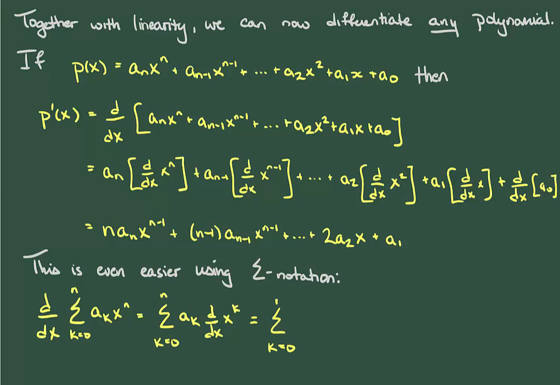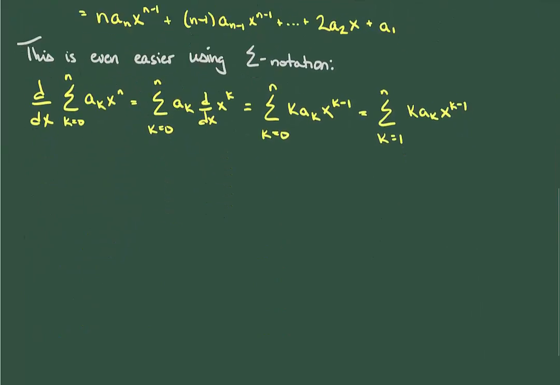Now I'll apply the power rule, giving us our answer. As one final step though, note that when k equals 0, the first term of the sum is itself 0. So we often restart the sum from 1 in order to account for this.